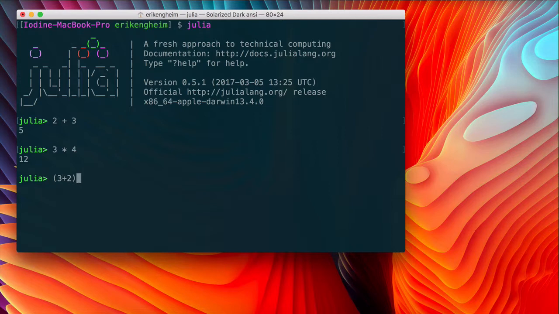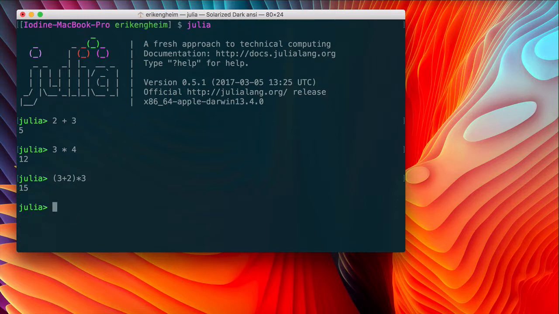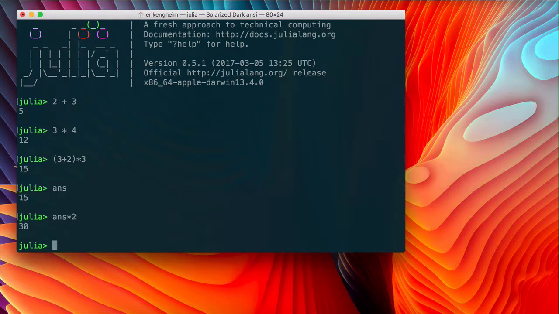We can create more complex expressions by using parentheses. So already here, it's a little bit easier than it would be for a lot of calculators to write more complex expressions. And we can use arrow keys to get back previous expressions that we've written. And we have a special variable that you can write, it's called ANS, short for answer. And that gives us the last answer to a mathematical expression that we evaluated. And we can use this with other expressions. So for instance, here I'm multiplying my previous answer with 2 to get 30.